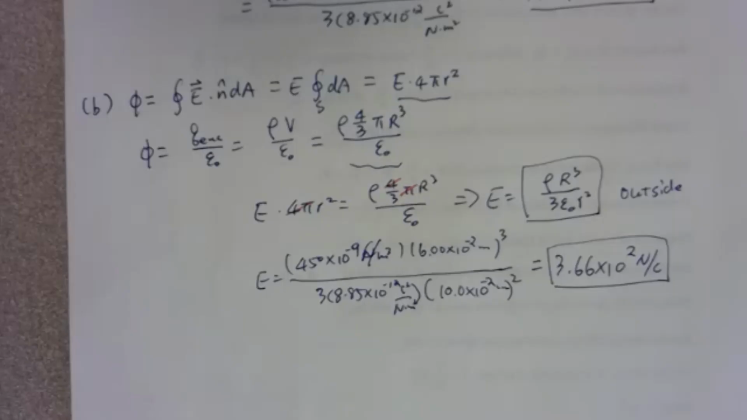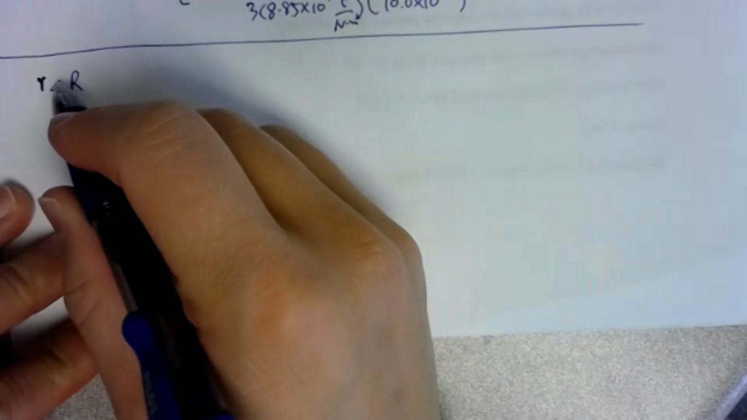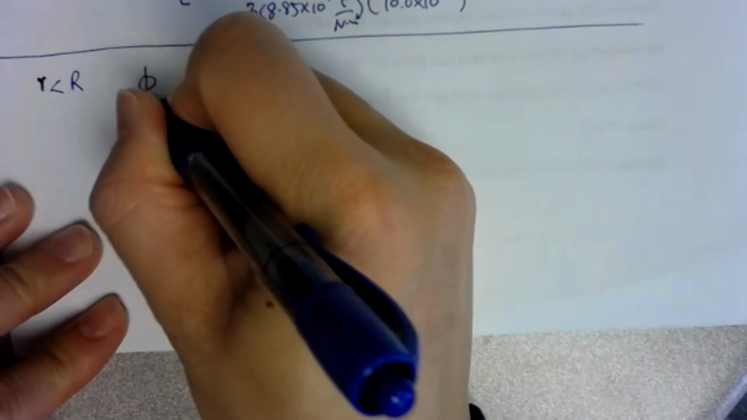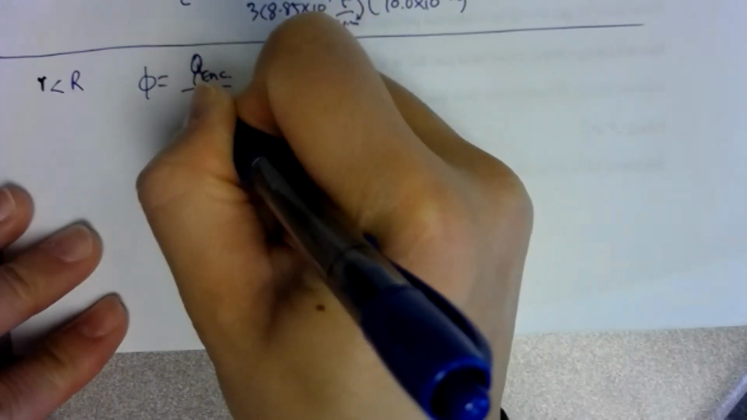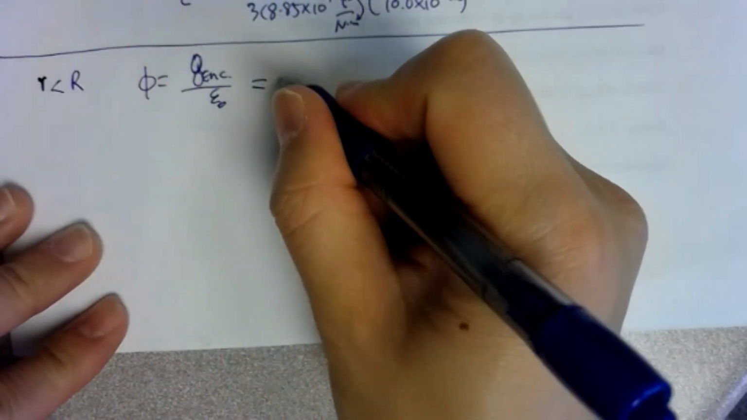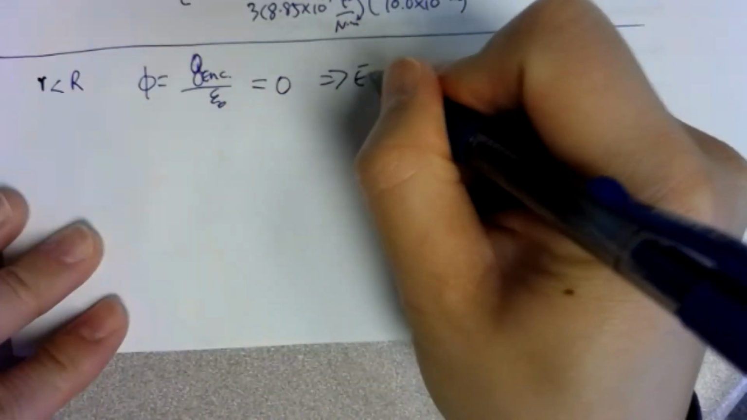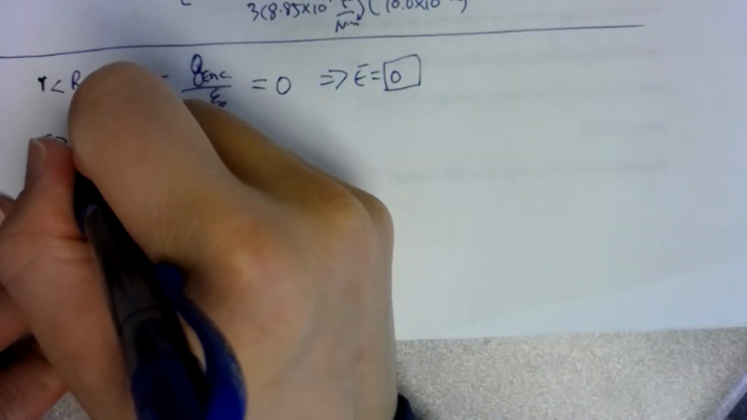Let me stop this sharing, and then we will see that. So quickly, when you're inside the shell, so r smaller than R, the distance from the center of the shell less than R, your flux is equal to Q enclosed over epsilon naught. And Q enclosed here will be 0 because inside the shell there will be no charge. So in this case, the E field will be equal to 0.